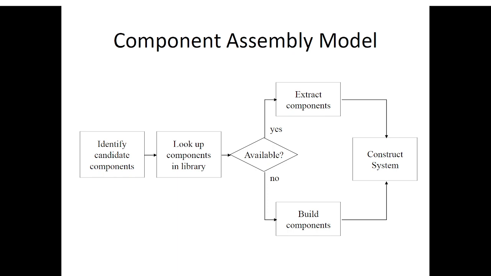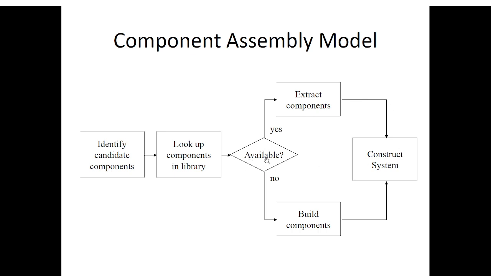Now, the assembly model is something like this. You identify the candidate components. The first thing, you find what type of components you need. Then you look up the component in the library. That means, say, header files, or your own infrastructural files, whether you have a similar component like this or not in your system. If it is available, you extract the component and construct the system.